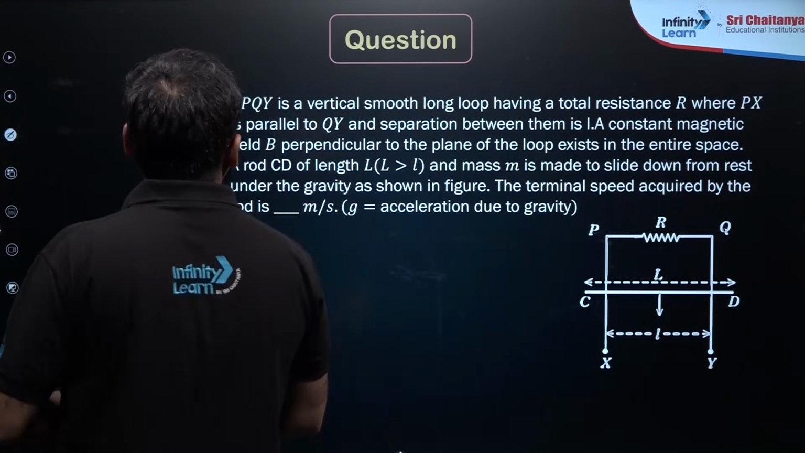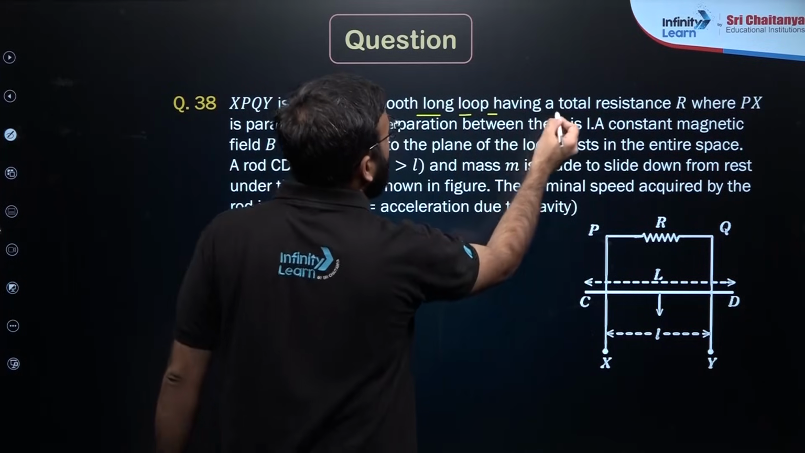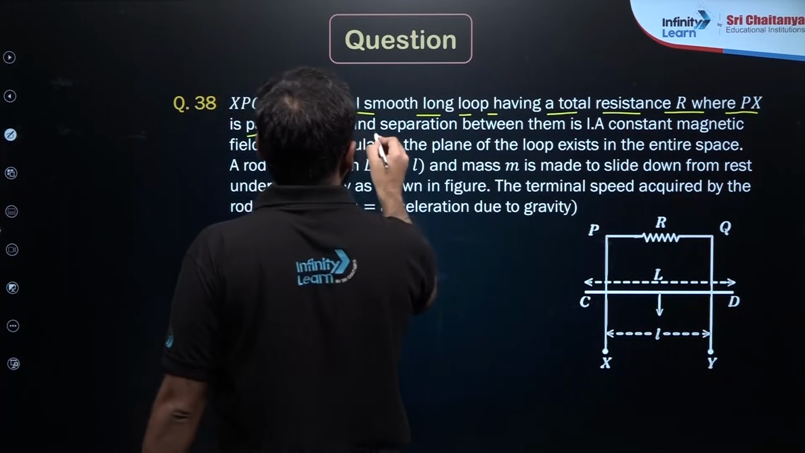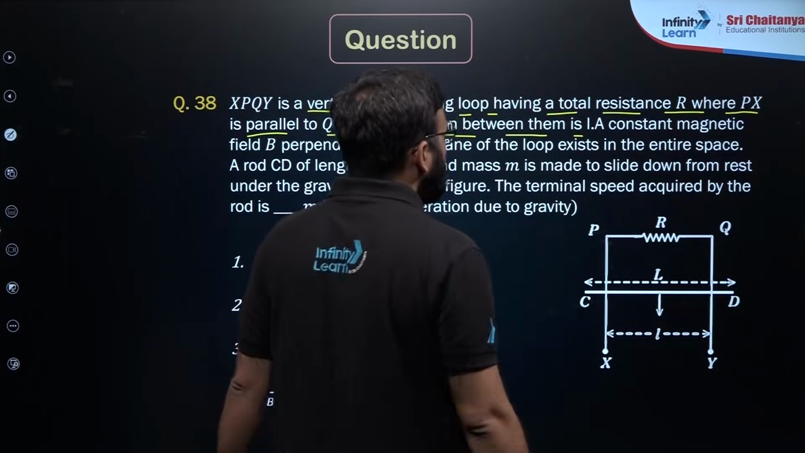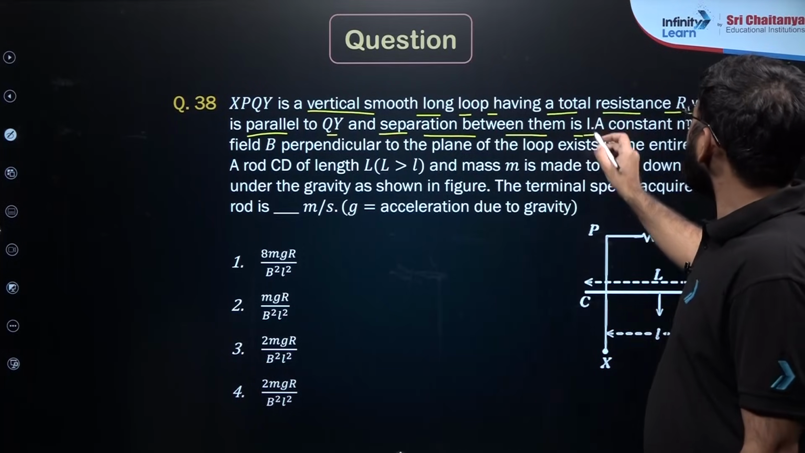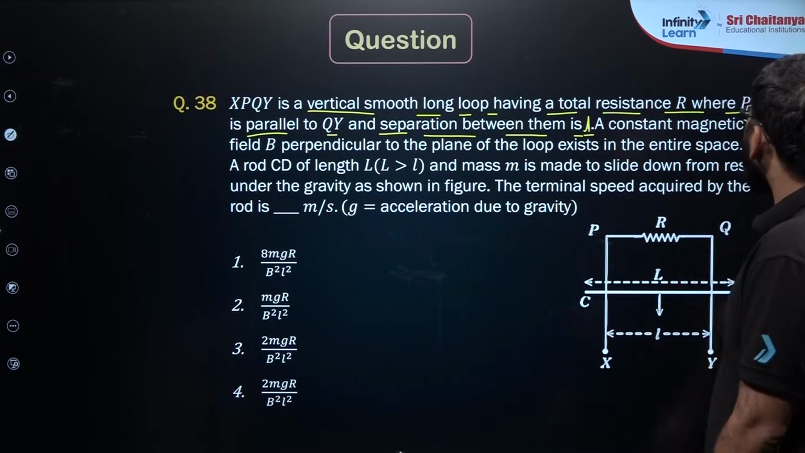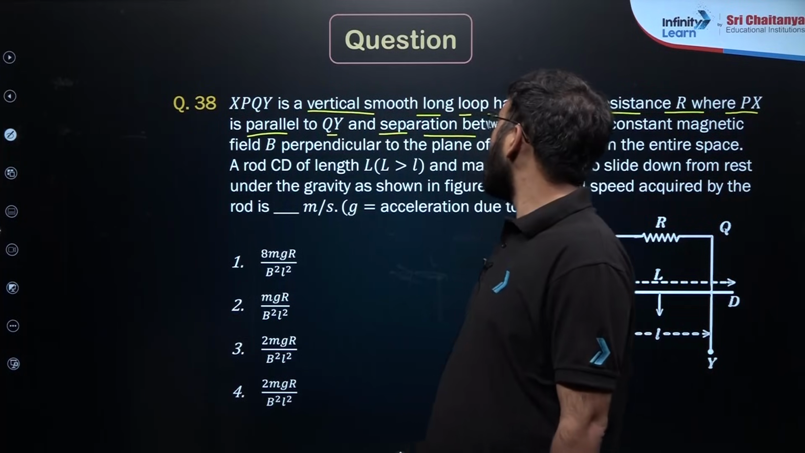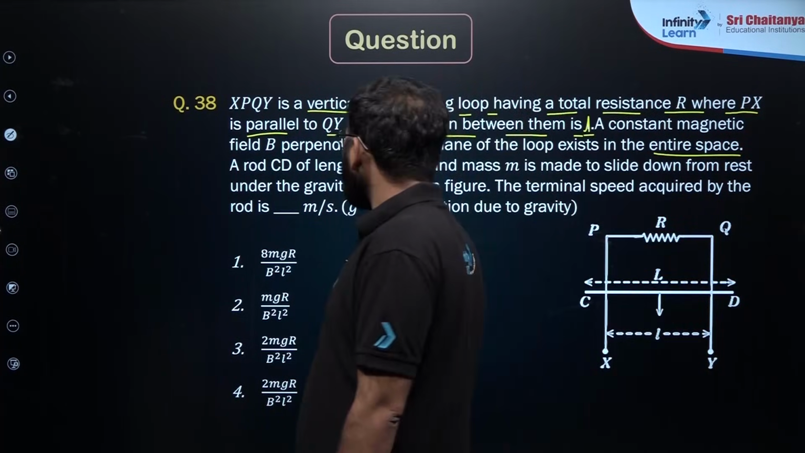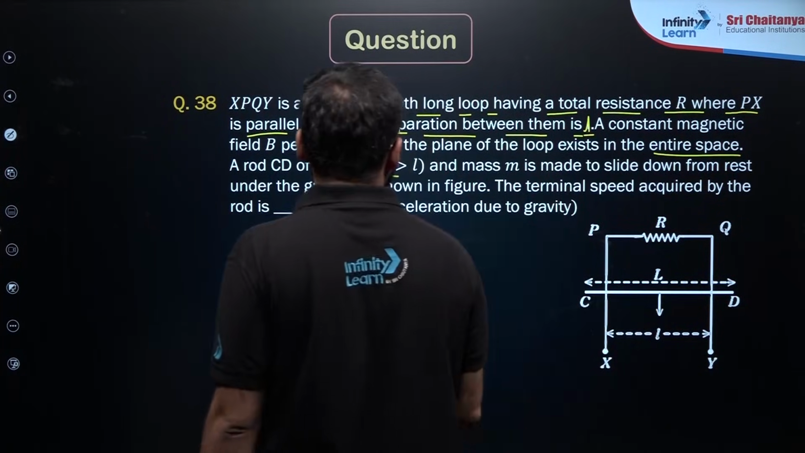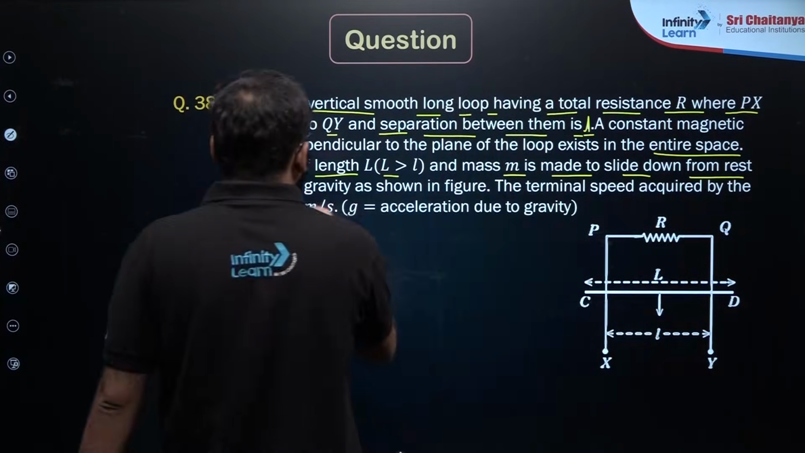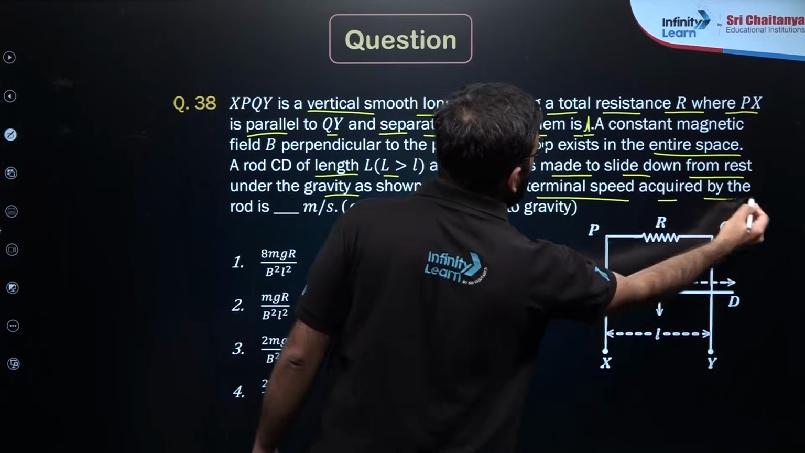Next one. XPYQ is a vertical smooth long loop having a total resistance R, where PX is parallel to QY and the separation between them is L, not I. A constant magnetic field perpendicular to the plane of this loop exists in the interior space. The rod CD is of length greater than this, and mass M is made to slide down from rest under gravity as shown in the figure. So the terminal speed is required.